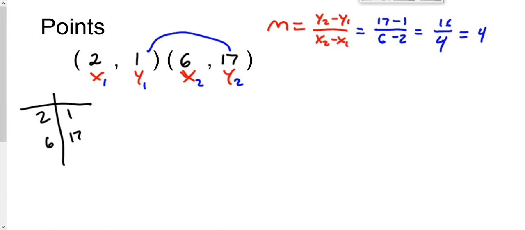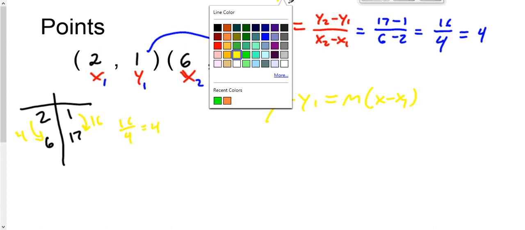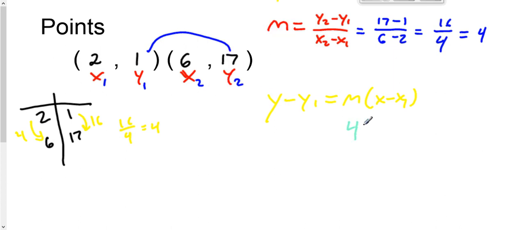We would get the exact same thing if we go in the table. That's why I kind of like the table better. 1 to 17, it's 16. 2 to 6 is 4. 16 over 4, and we get 4 for our slope. Either way, we're going to use our point slope form. We know what our slope is. Slope is 4.